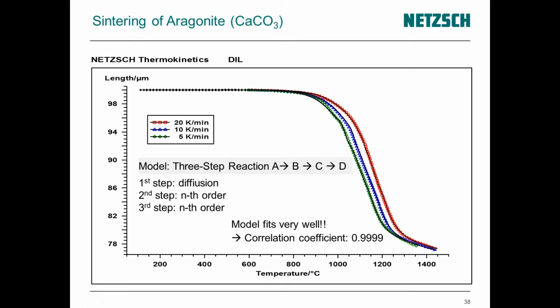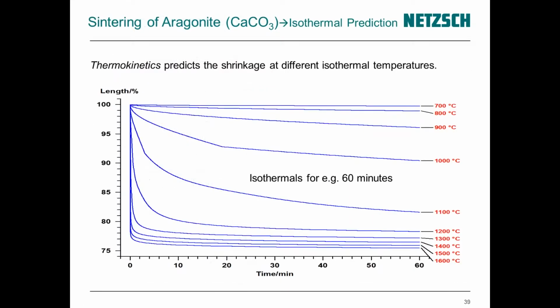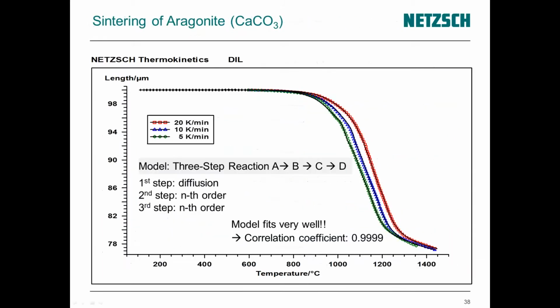So if you have a look here at 700 degrees C, almost nothing happens. If you get back to the measured curves here, you see we are here at 700 degrees C, so nothing could happen up to this temperature. So you can go on and calculate the length change for other isothermal temperatures.